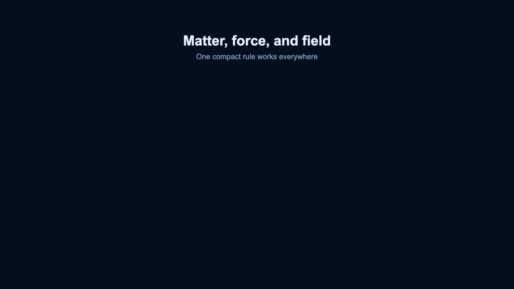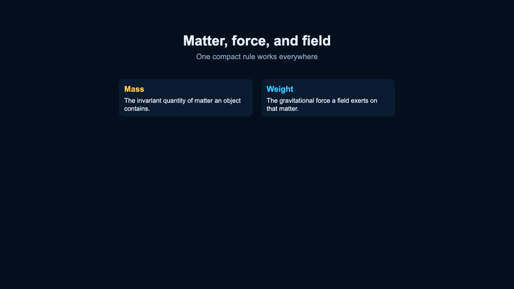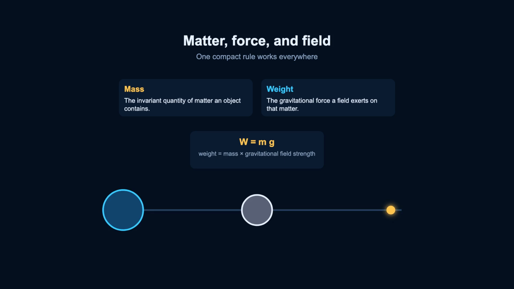Pull it all together. Mass is the invariant quantity of matter an object contains. Weight is the gravitational force that a field exerts on that matter, and the two are linked precisely by weight equals mass times gravitational field strength. That relationship holds anywhere in the universe you care to test it, on a planet, a moon, or in deep space, because it isn't describing a special property of Earth, but a general rule connecting matter, force, and field.